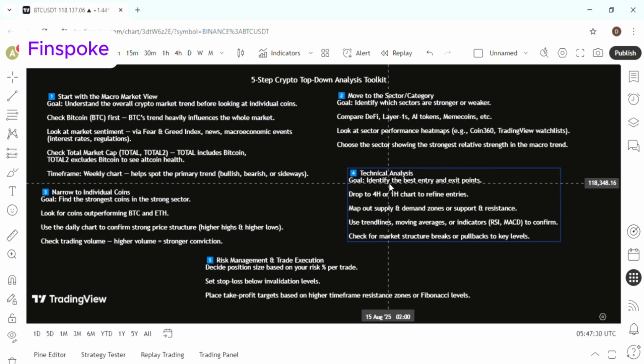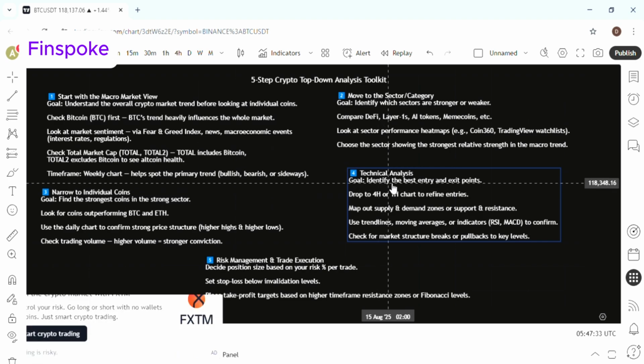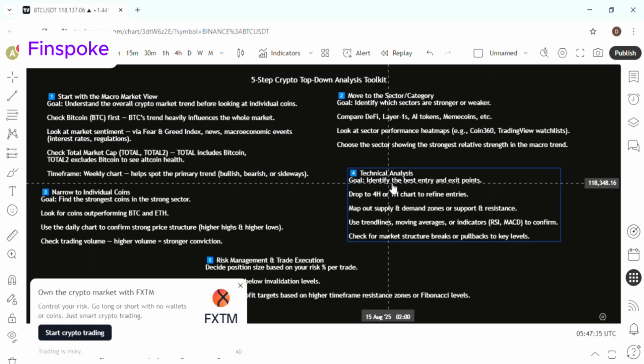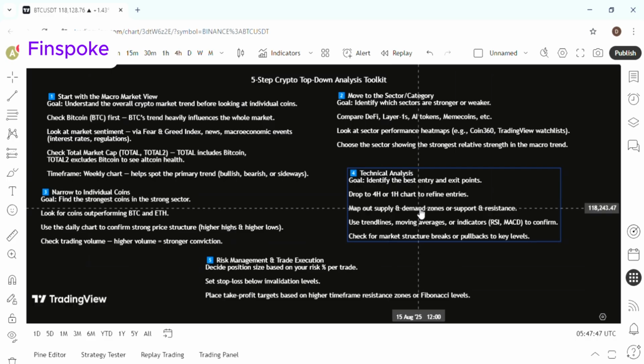From monthly, weekly, daily, you move down to the 4 hours. The 4 hour and the 1 hour time frame is where you look for your point of interest. Then you execute your trade. You can mark your supply and demand zones if you are using SMC, smart money concept, or your support and resistance. Remember, the higher time frame tells you the trend of the market, the overall trend. And that overall trend is much stronger than whatever you see in the lower time frame.